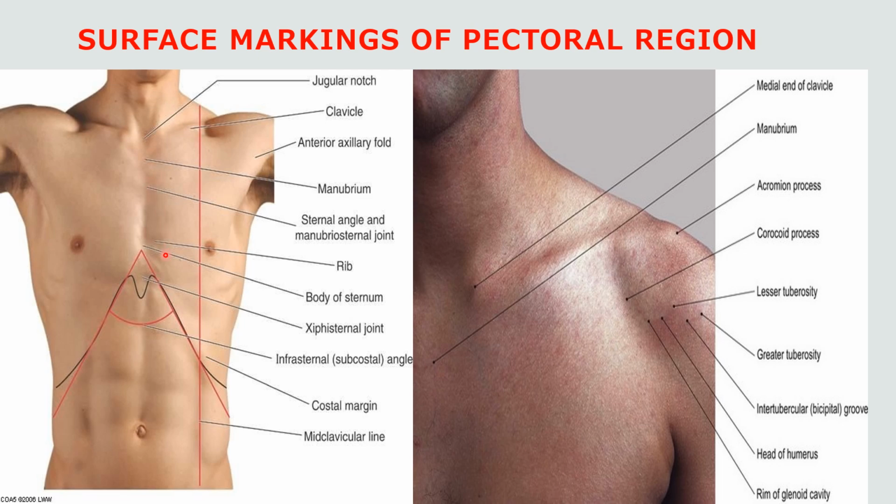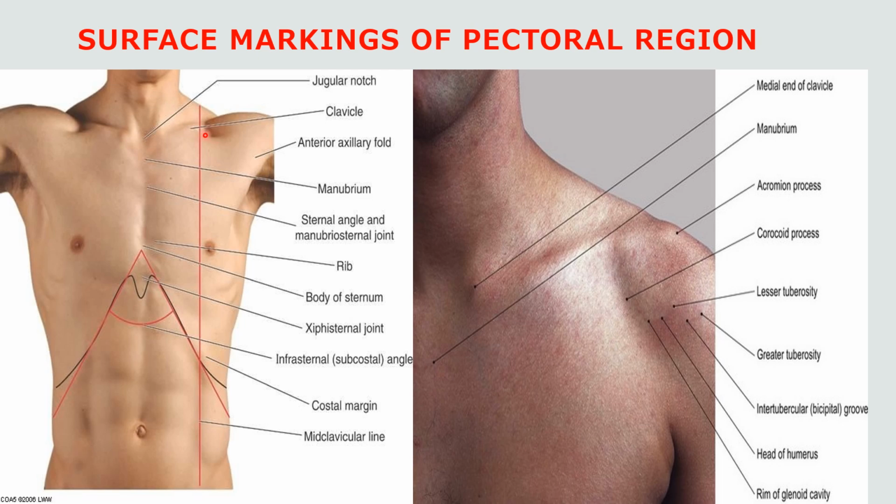Then we have the infraclavicular fossa, below the clavicle. It is a triangular depression at the junction between the medial 2/3 and lateral 1/3 of the clavicle. So that is known as the infraclavicular fossa.